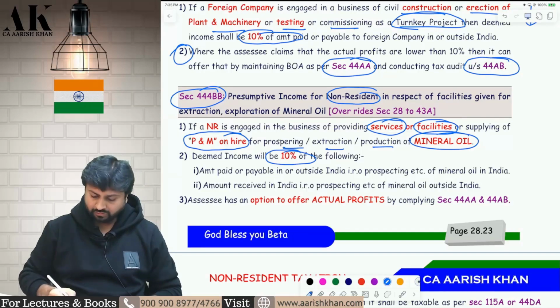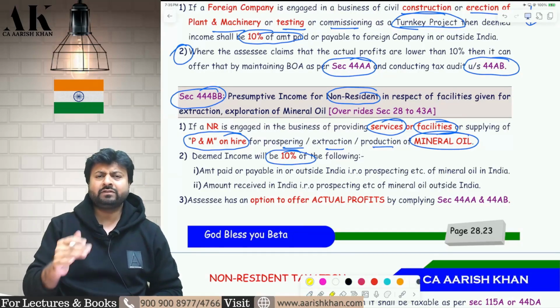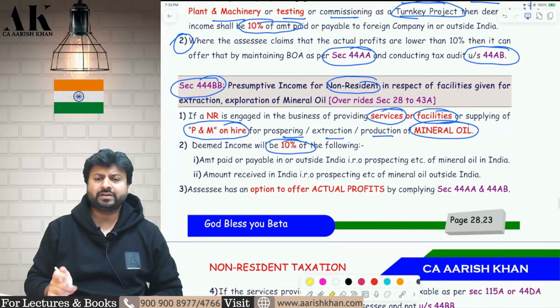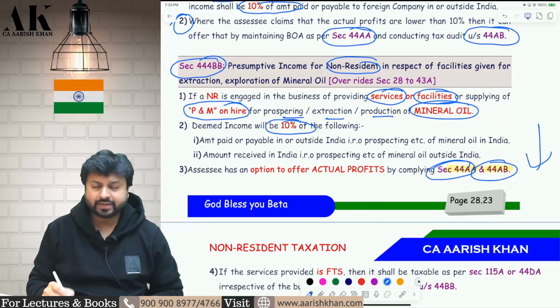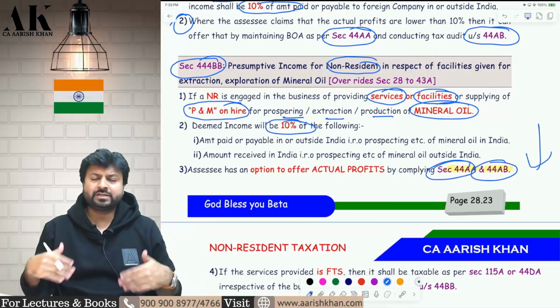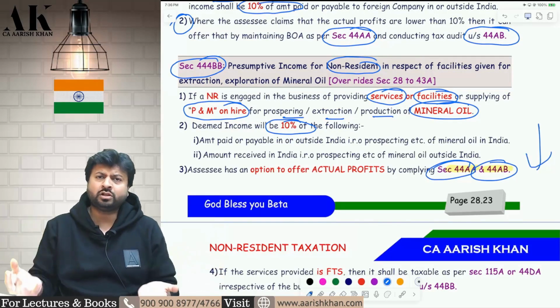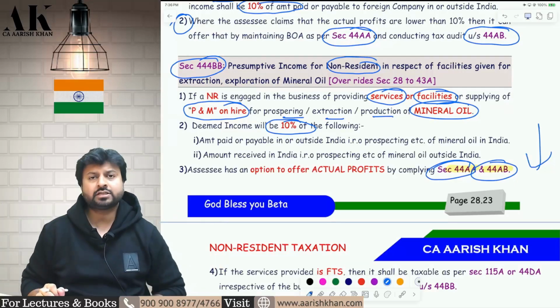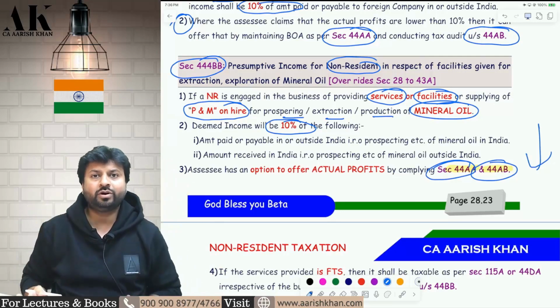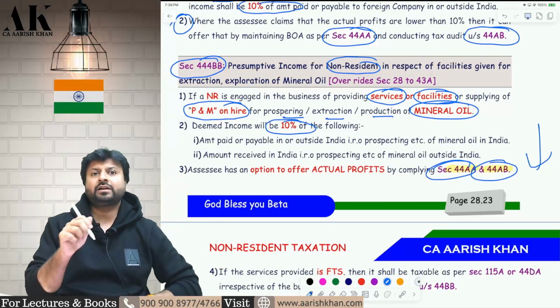Okay. Now, before one doubt comes up over here, one more thing that I would like to say, which is similar to the previous section. In this section also, if you maintain books of account and if you conduct tax audit, then you have an option to show lower profit than 10% also. You can show 8%, 7%, 6%, 5%, and you can even show losses also. If your income is not positive, it is into loss, you can show losses also under this particular section. Okay. I hope it is clear to all of you. Let's move on to the next part of the same section.